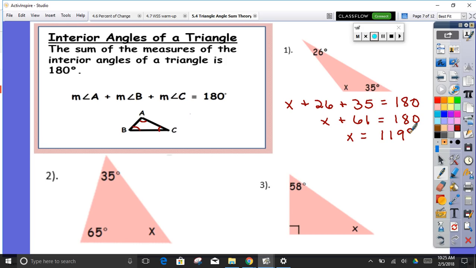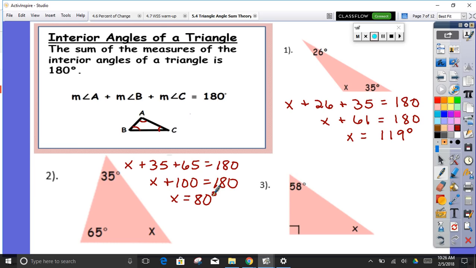Volunteer to do number 2. Irene. So x plus 35 plus 65 equals 180. Plus 100 equals 180. Oh, x plus 100. Okay. And then it would be x equals 80 degrees. X equals 80 degrees.